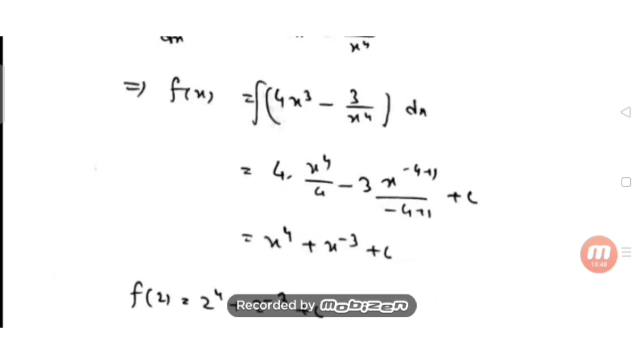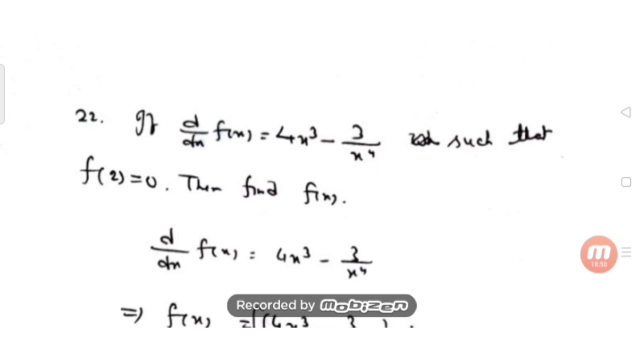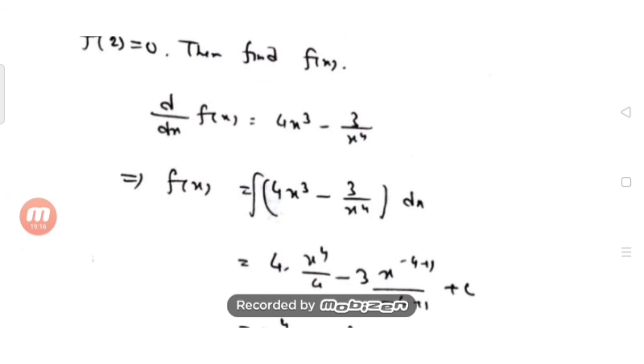One more question in this exercise is left. Let us complete that one. Question number 22. We have d/dx of f(x) equal to 4x cube minus 3 by x to the power 4, such that f of 2 is equal to 0. Our aim is to get the value of f(x). You see here it is directly in the form of a formula. I have to use the direct integration formula, because dx is there and to get f(x) I have to do integration.